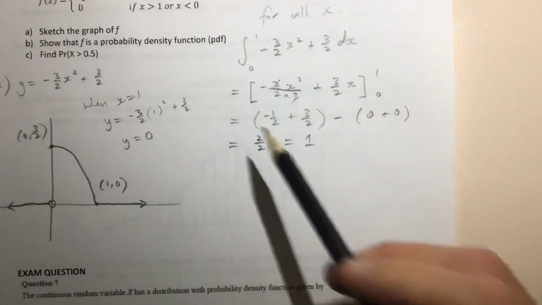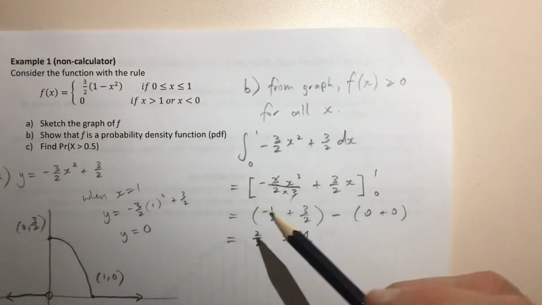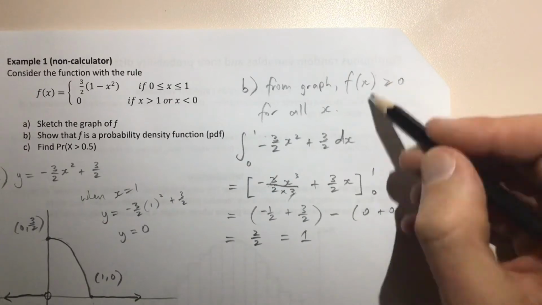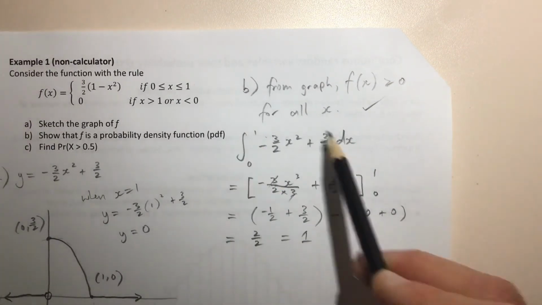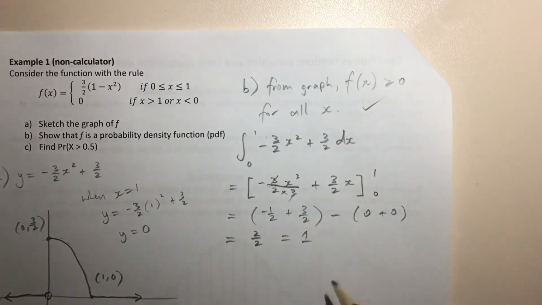All right, and so for part B of the question, those are the two conditions we've shown. We've shown that the function is greater than or equal to 0 for all values of x, and we've shown that the integral, the total area under the function, is equal to 1. So they're the two conditions satisfied, and that's how we've shown that f is a probability density function.